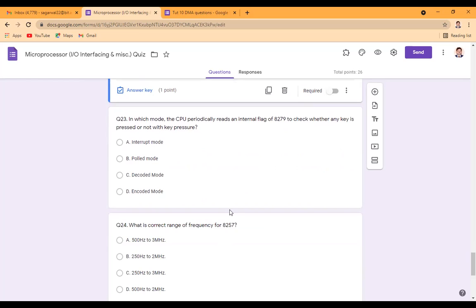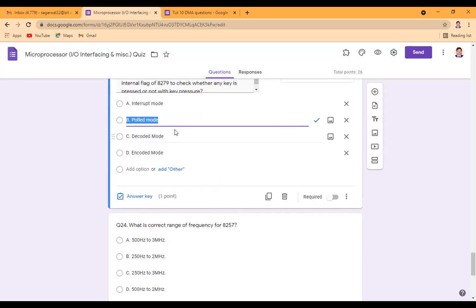In which mode does the CPU periodically read an internal flag of 8279 to check whether any key is pressed or not? Naturally, it is the polled mode, because in case of polling, the processor is always busy checking whether the key has been pressed or not. Ultimately, that process is called polling. So this is the polled mode.